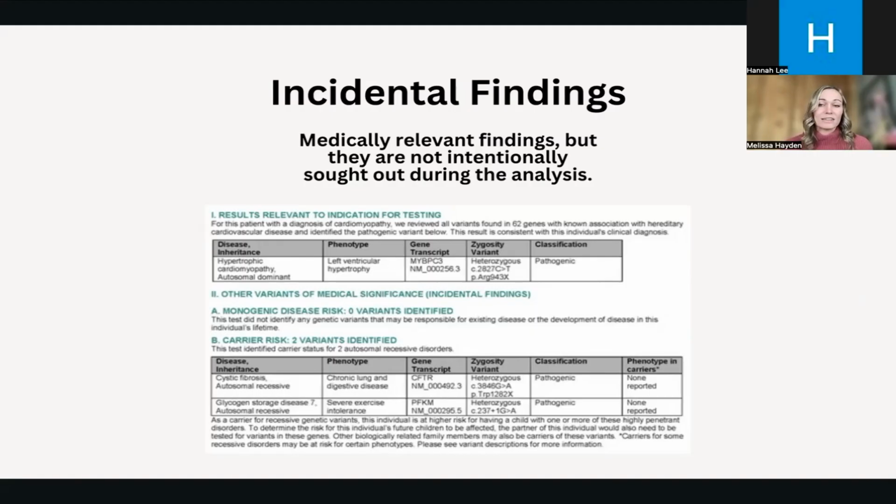Both of the conditions listed here, cystic fibrosis and glycogen storage disease 7, can have serious implications. So these results were considered medically actionable for the patient to receive. These results were listed on the report so the patient and the ordering provider can have this information to consider when discussing family planning and future reproductive decisions.